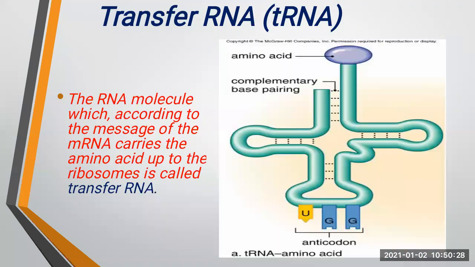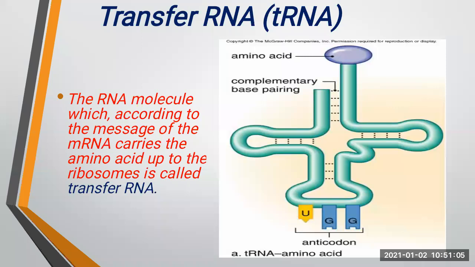So this is the transfer RNA, tRNA. You can see the structure of the transfer RNA. Here on the down end, there are anticodons. That means it decodes the information from the messenger RNA. And on the other end, according to the information, whatever amino acids are required, it carries those amino acids to the ribosomes. That is why it is called transfer, because the function of transfer RNA is to transfer the amino acids to the ribosomes.